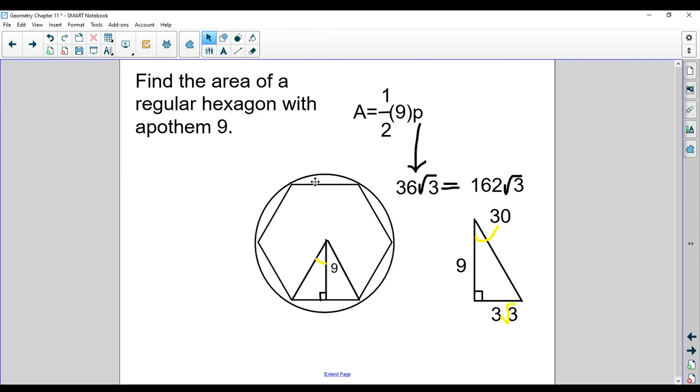162 root 3. And that's how you're going to leave your answer. We don't need to write it in a decimal. We're going to keep it. But sometimes you will need to use sine, cosine, or tangent in your answers to find the missing pieces.